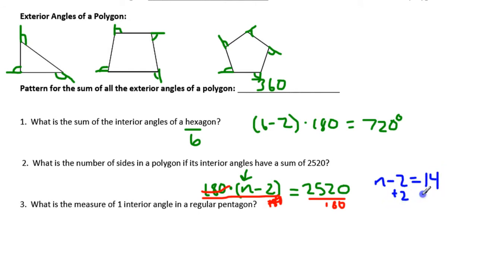But really, I still have one more step. I have to add 2 to both sides because I want to know how many sides are in this shape. So n is going to equal 16. So what is the number of sides in a polygon? That's going to be 16 sides.